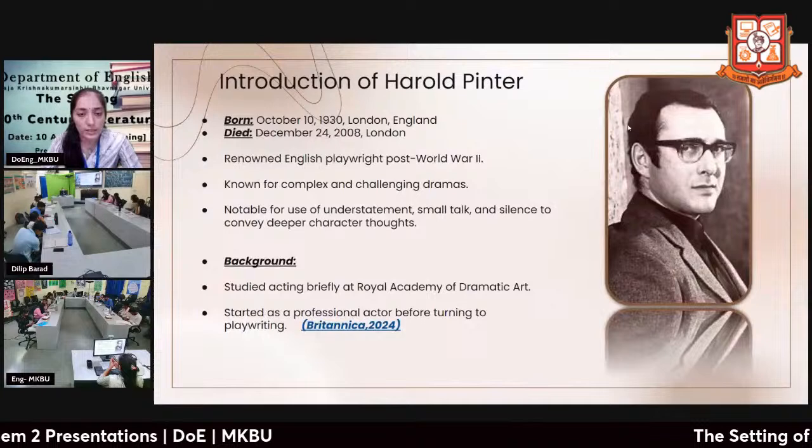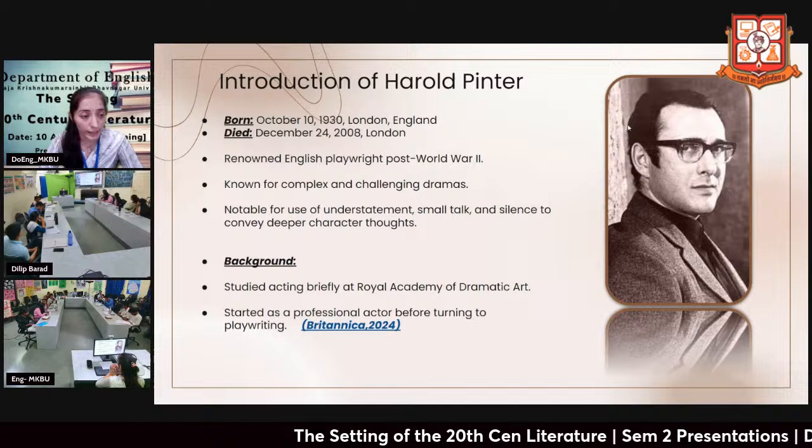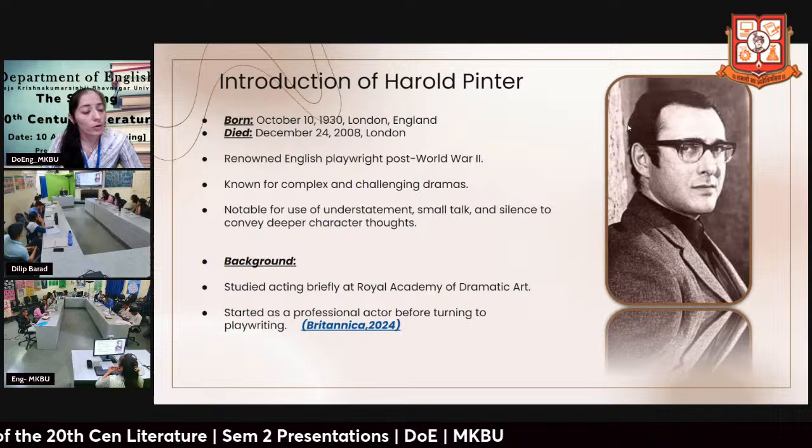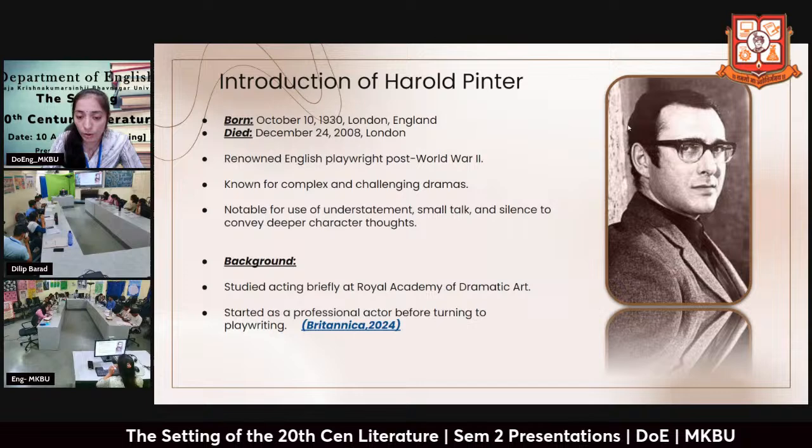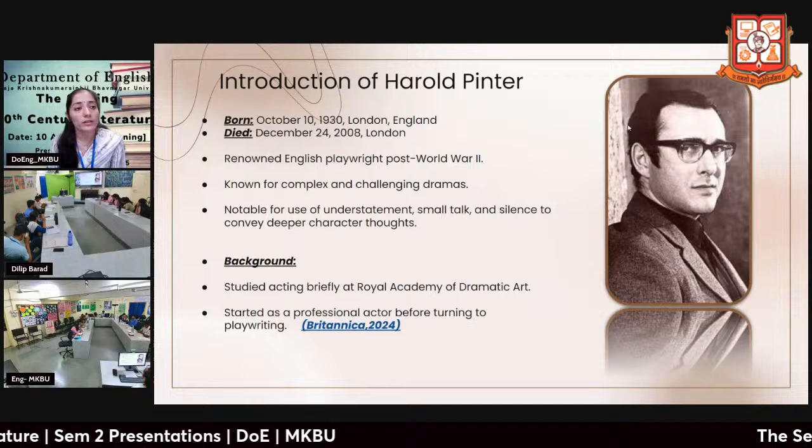So let's first discuss Harold Pinter. Harold Pinter was born on 10th October 1930 in London, England. He died on 24th December 2008 in London. He was a renowned English playwright of post World War II. He is known for complex and challenging dramas. He is notable for use of understatement, small talk, and silence to convey deeper character thoughts. He also uses pauses and silence, which make his plays different from others.